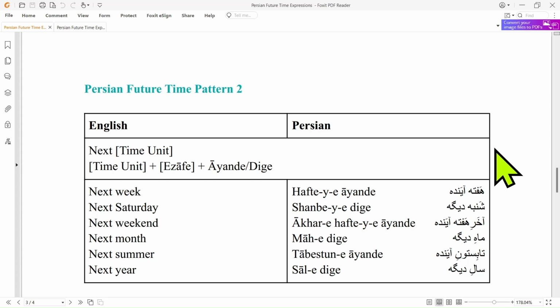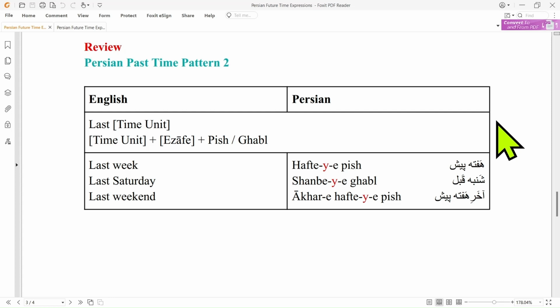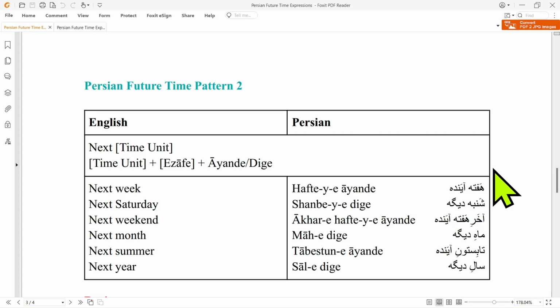And now our second future time pattern. With this pattern, we can form phrases like next week, next Saturday, next weekend, and so on. This pattern is corresponding to our second past time pattern, which we use to form time expressions like last week, last Saturday, last weekend, and so on. So here we also begin with our time units and continue with اضافه as our linking element. But instead of پیش or قبل, we use دیگه or آینده. The word آینده means future or upcoming. It is made up of I plus ande.